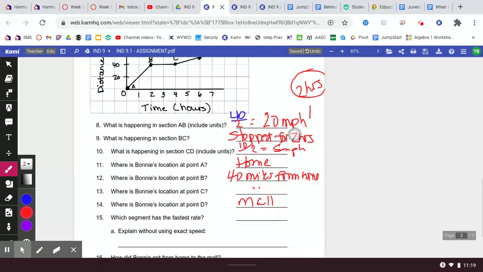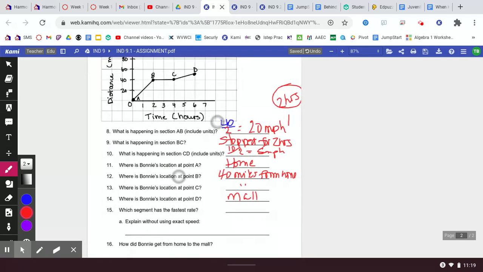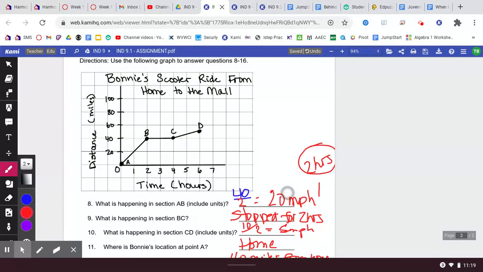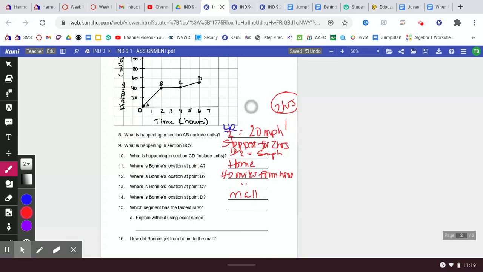All right. Which segment has the fastest rate, and explain without using their speeds? Alexis? Okay. Well, let's look at the graph and see. Let me make it bigger here. Which segment do you think is going fastest without looking at any of the speeds? A to B. So the answer for which segment would be this segment AB, and then why did you pick AB? Yeah. Because it's where it has the steepest slope. Okay?